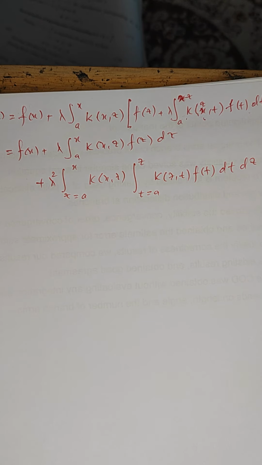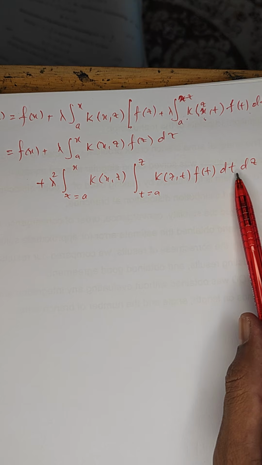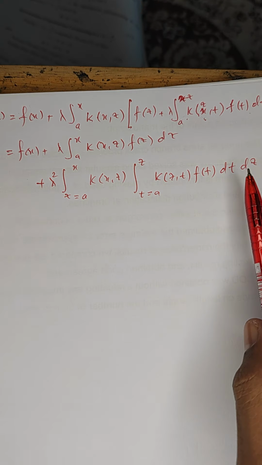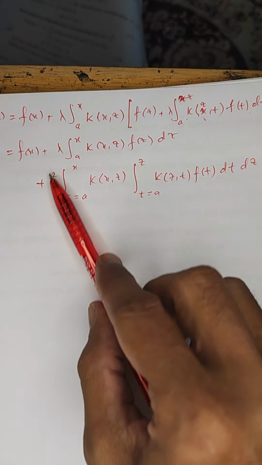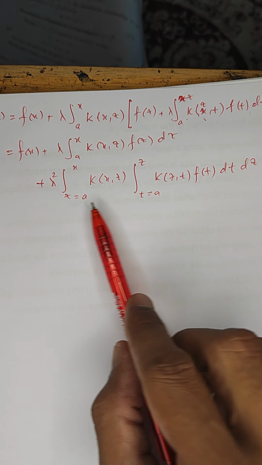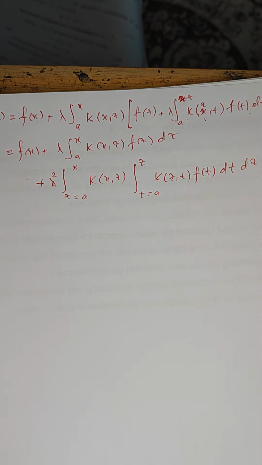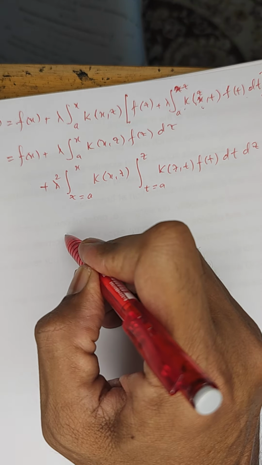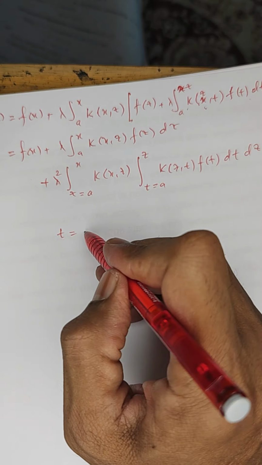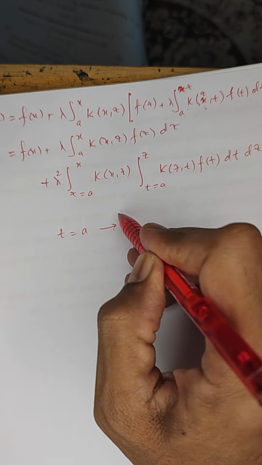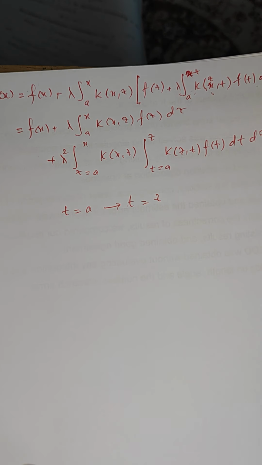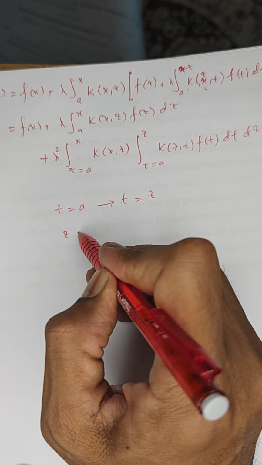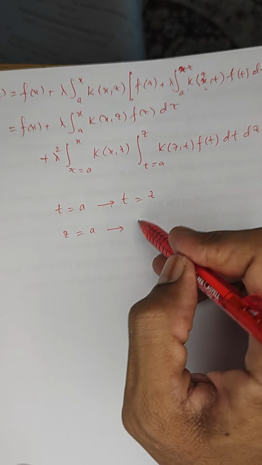Okay, now we're going to change the order of integration. Instead of integrating with respect to t first then dz, now we want to change to dz first and then dt. In order to do that, we look at the limits of integration. What we have is t from a to z, and then z from a to x.